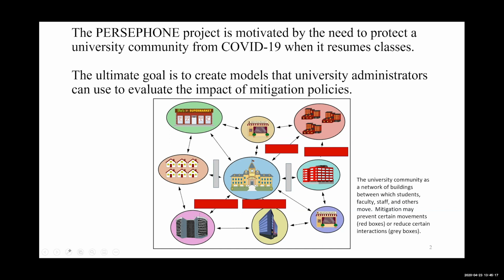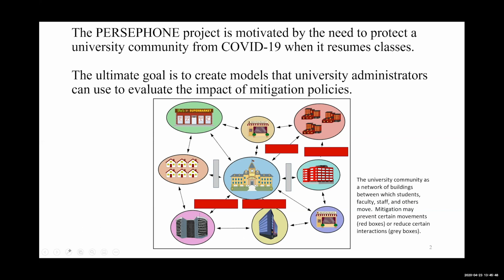Here in this figure, we've modeled the university as a network of buildings, and different risk management policies are put into place to prevent the spread of the disease by preventing certain movements between certain types of facilities or reducing interactions. Really, in general, this could be different types of gatherings, not just buildings. Buildings are just a convenient way of thinking about it.